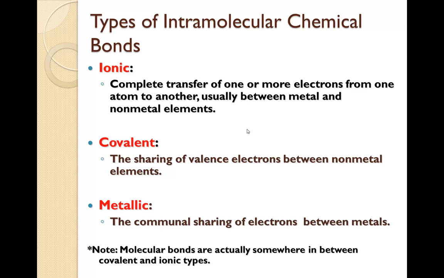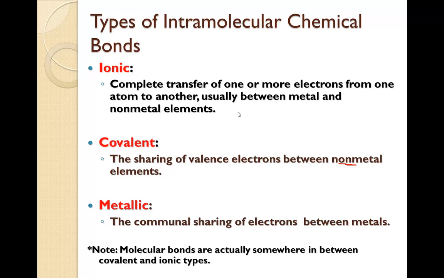There are three different types of bonds. One is the ionic, which is the complete transfer of one or more electrons from one atom to another, usually between a metal and nonmetal. Covalent, the sharing of valence electrons between nonmetal elements.